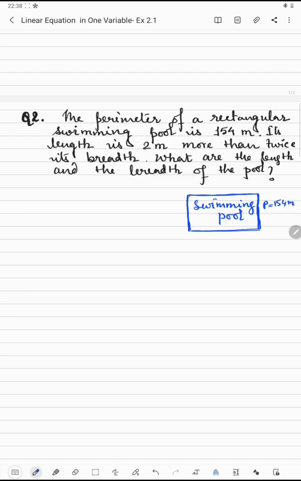Okay. Now its length is 2 meter more than twice its breadth. What are the length and breadth of the pool? You will have to find the dimensions. Okay, so here at first it is said that length is 2 meter more than twice its breadth. Twice means two times of its breadth.